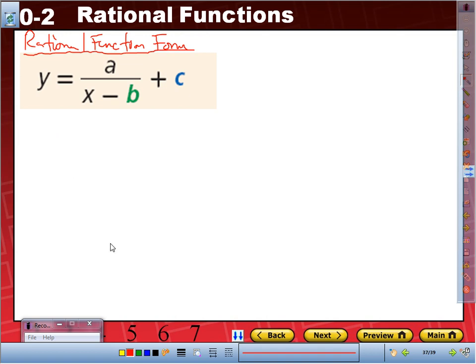Rational function form. And if you notice, it's got a couple of pieces that are highlighted. Do you guys see that? So check this out. This piece right here, that's in green. That one is my vertical asymptote, which is my X asymptote. So if that's my vertical asymptote, which is the X, what do you think this would be?